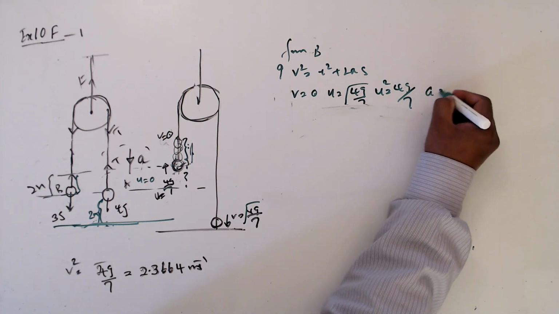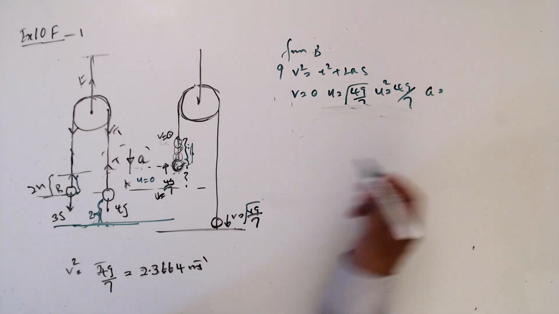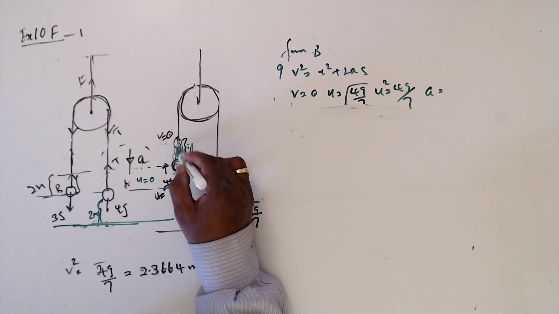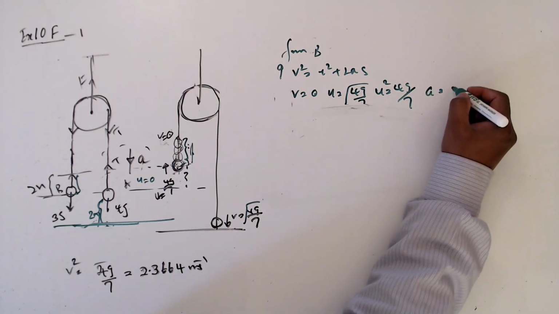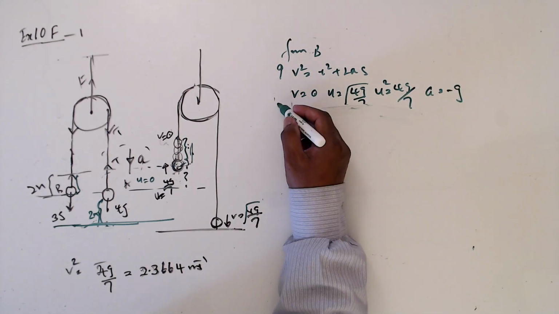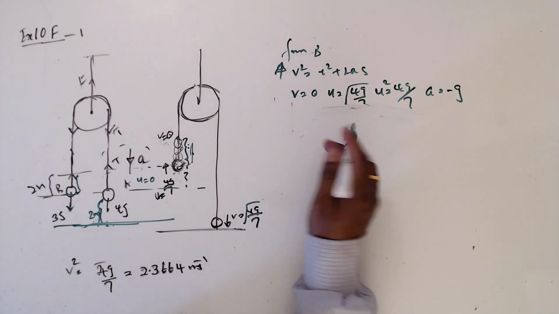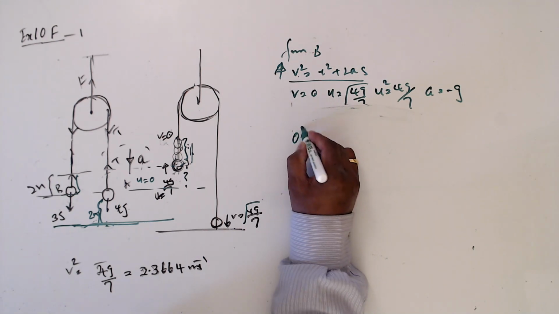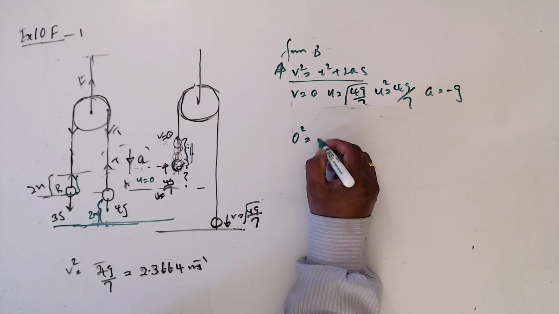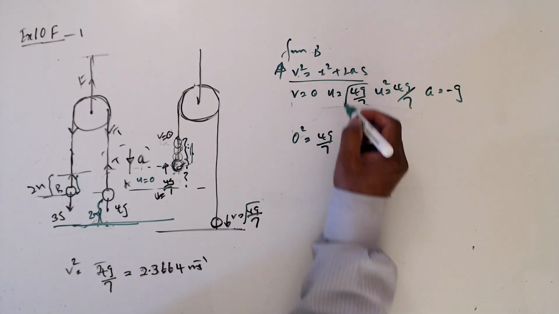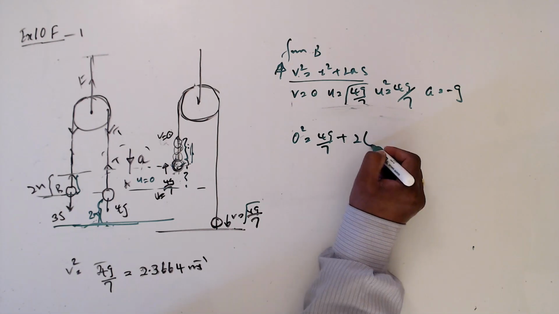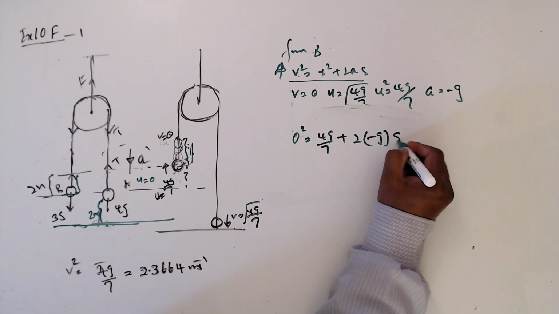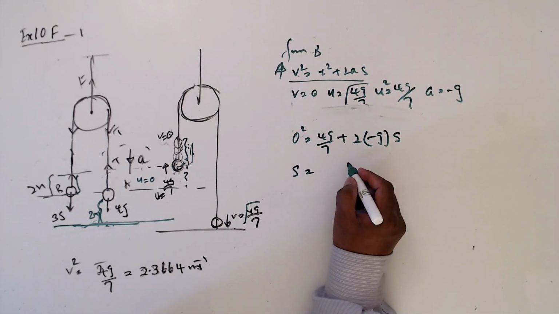And A is now under gravity, because there is no acceleration anymore. It moves under gravitational force upward. So this is going to be minus g because we are putting upward; the g is downward. Now from this one, V squared is 0 squared. Now U squared we have 4g over 7, plus 2 times acceleration, which is minus g, as it goes under gravitational force. Now we have the s.